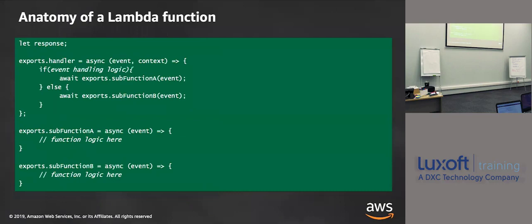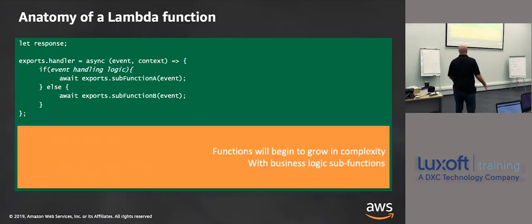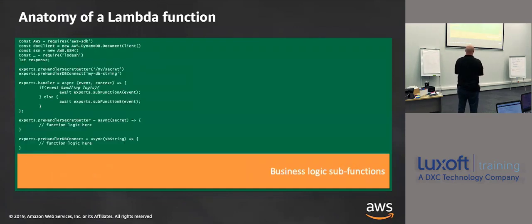Okay? So when we look at an anatomy of a function, we start getting bigger. Earlier I showed you the big lambda function, the async, the smaller ones. When we start building these out, you have a handler, and now we've got some sub-functions that we want to show. In my example, I was using some sub-functions. Now these functions will begin to grow in complexity, and they get bigger with business logic sub-functions. As we start to add, now we've got some pre-handler functions that we're going to do. For instance, we're keeping our secrets outside of our lambda. We're keeping it in a secure place.